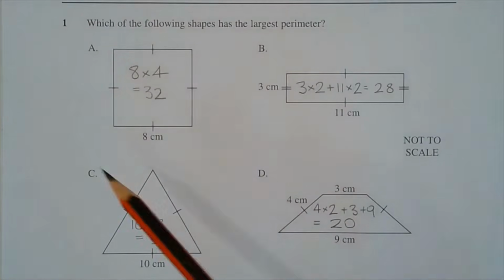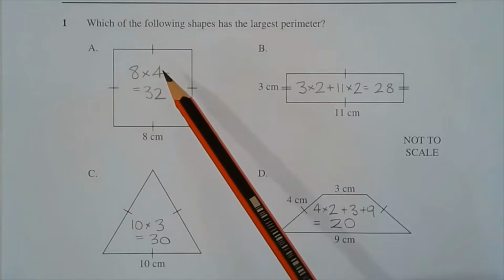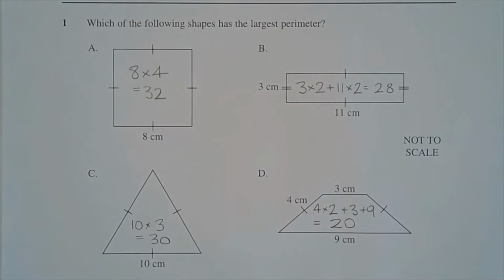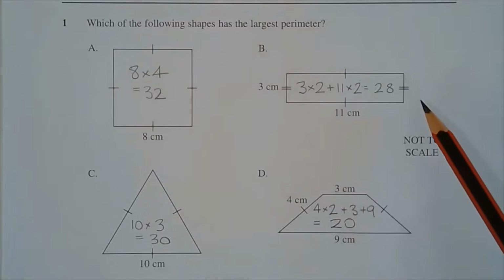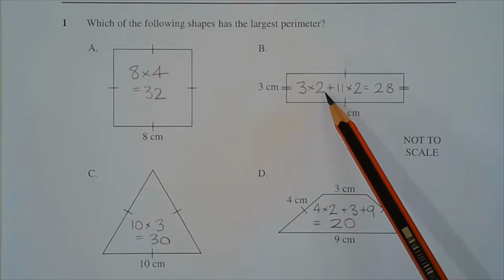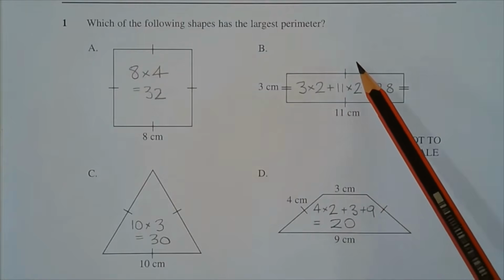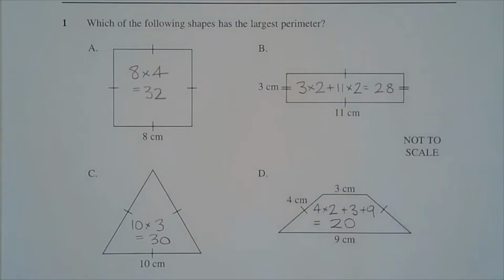There are 4 equal sides, each side 8 centimeters, so the perimeter is 8 multiplied by 4, which equals 32 centimeters. Option B is a rectangle. Opposite sides are equal, so the perimeter is 3 multiplied by 2 plus 11 multiplied by 2, and that equals 28 centimeters. Option C is an equilateral triangle. There are 3 equal sides, each side 10 centimeters, so the perimeter is 10 multiplied by 3, which equals 30 centimeters.